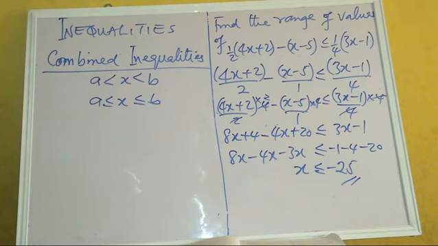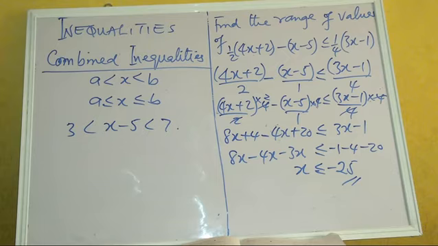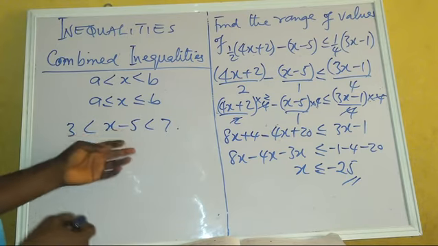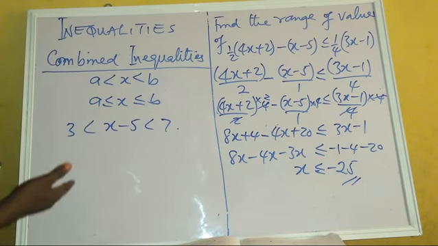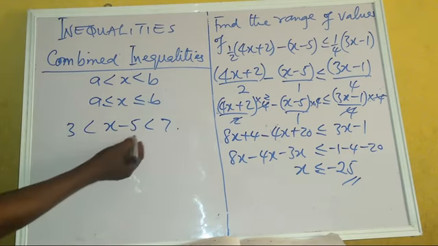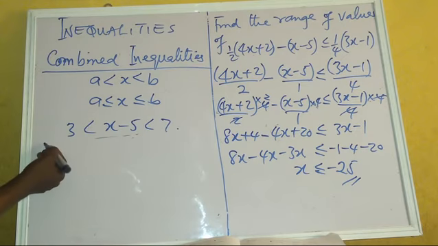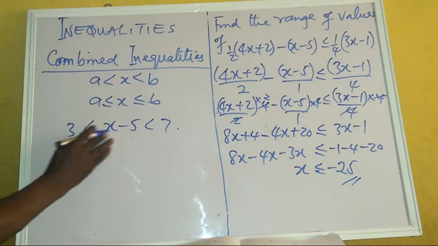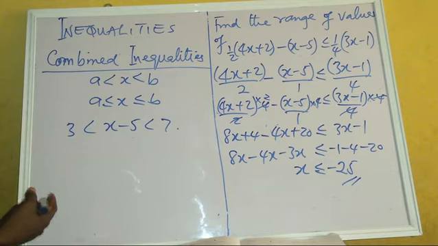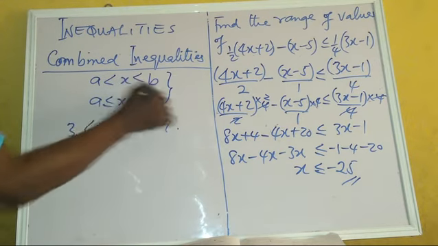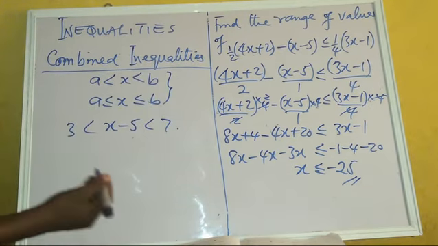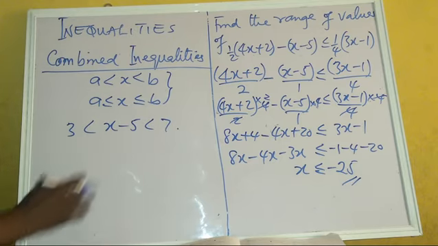Let's try to look for one example. Let us look at this: 3 less than x minus 5 less than 7. This is combining inequality. Like I said earlier, there are two ways to do it. I can first combine these two, look for x, combine the other one to look for x, then write it as intervals of this format. But without that, we can solve it directly.